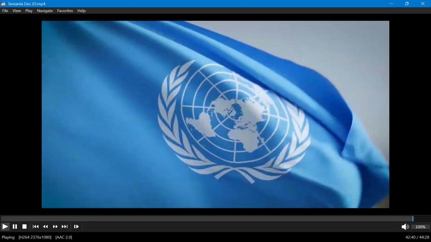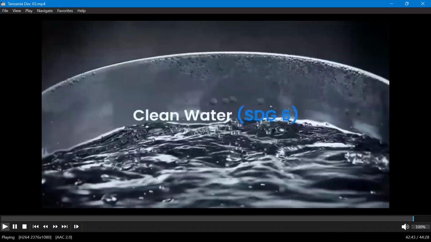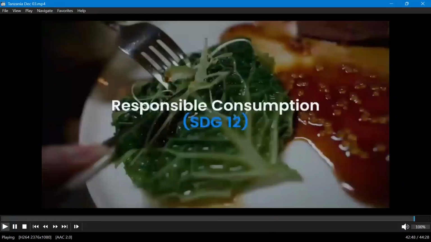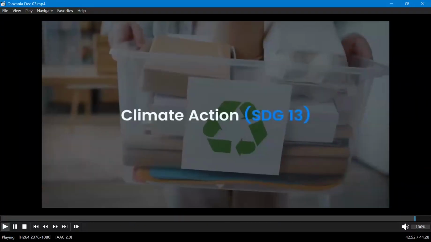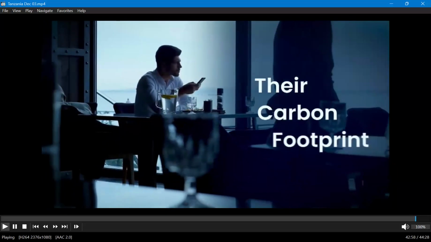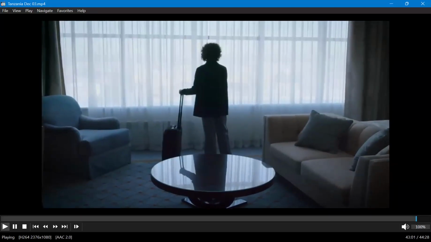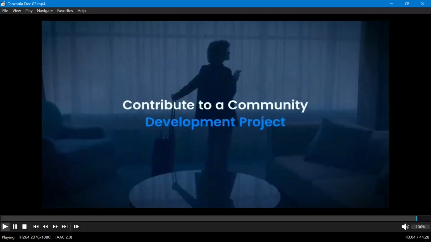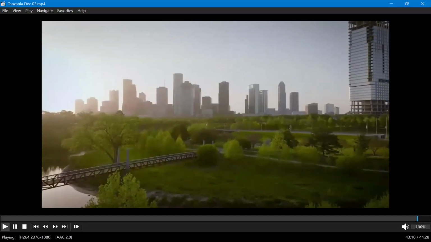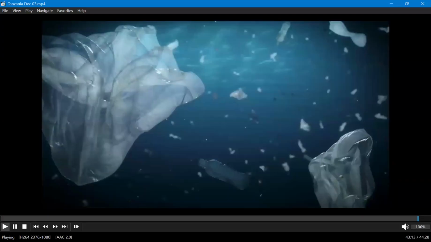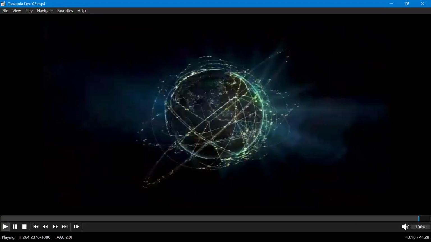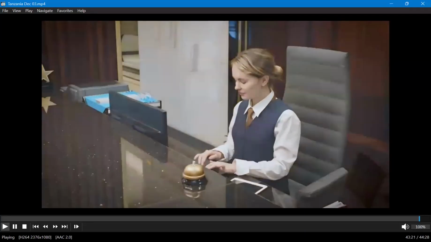Each action contributes to the UN Sustainable Development Goals: clean water, SDG 6, affordable and clean energy, SDG 7, responsible consumption, SDG 12, climate action, SDG 13. Guests can use our Carbon Calculator app to calculate their carbon footprint via air or road and during the stay, and contribute to a community development project that helps women empowerment, poverty alleviation, and making our planet a safer, greener place. The path to zero emissions isn't about compromise. It's about innovation, awareness, and commitment for the planet, for people, and for the future of hospitality.